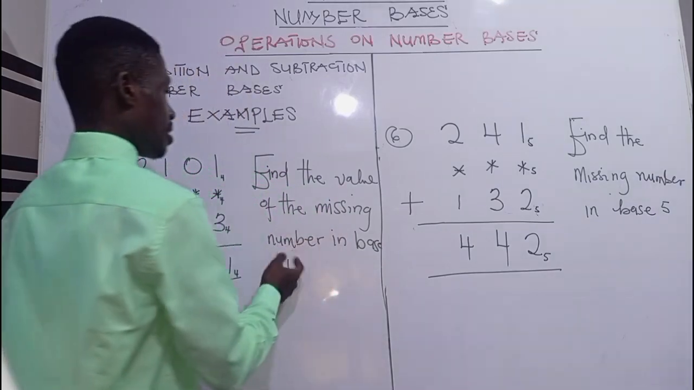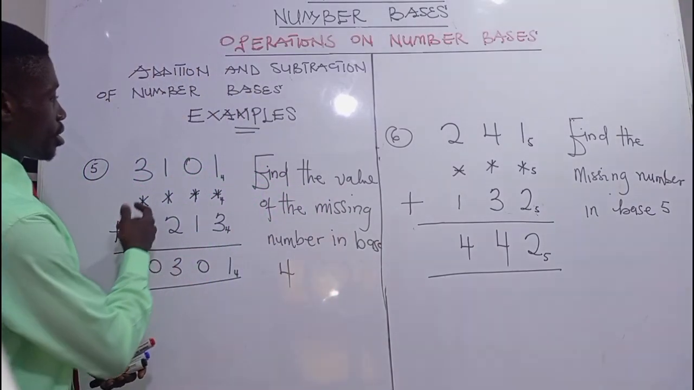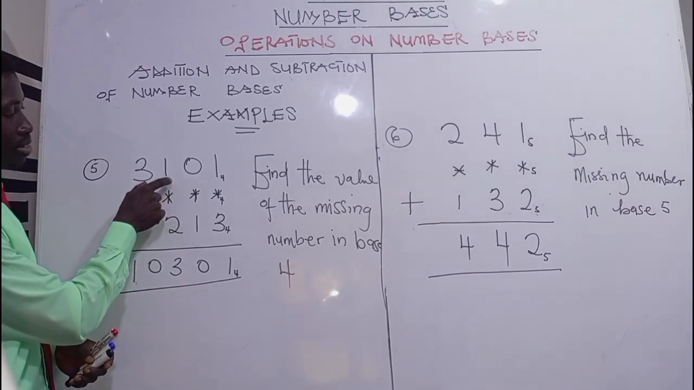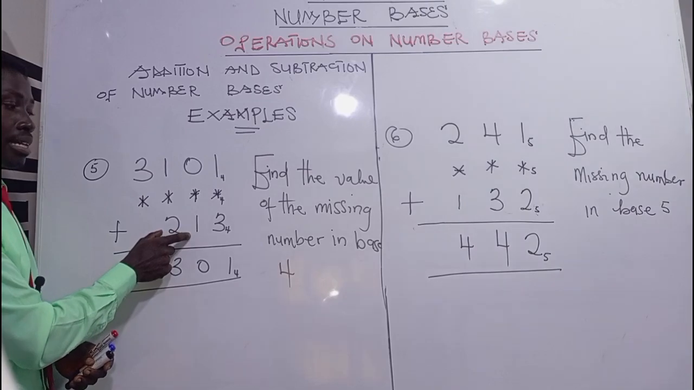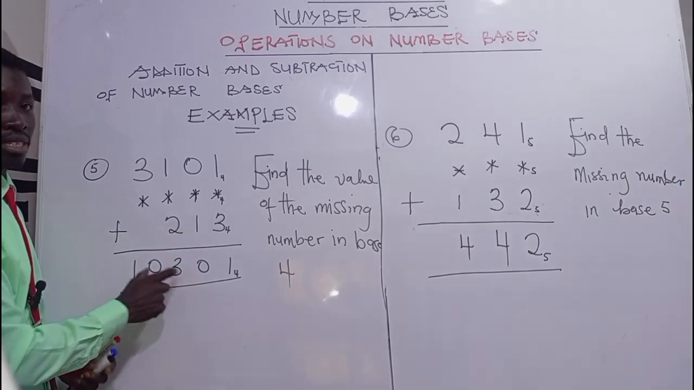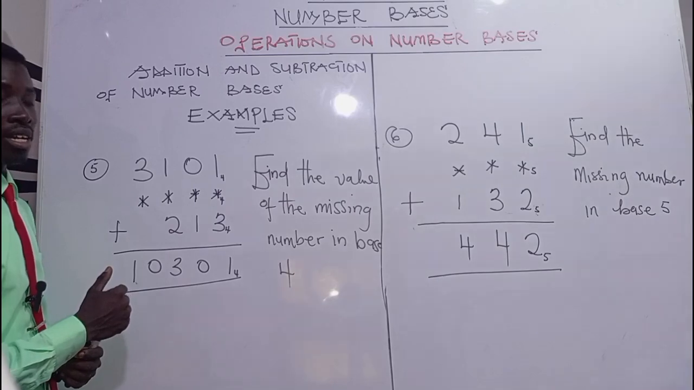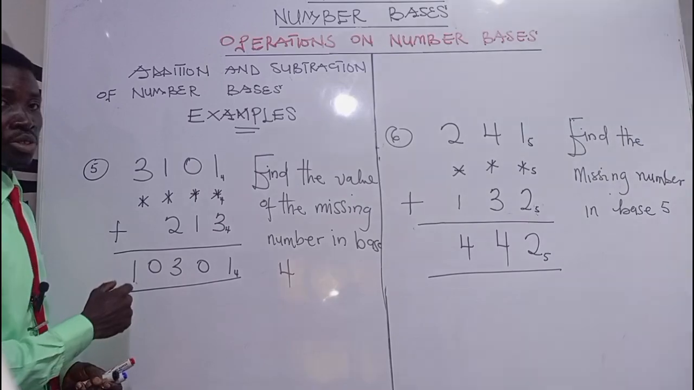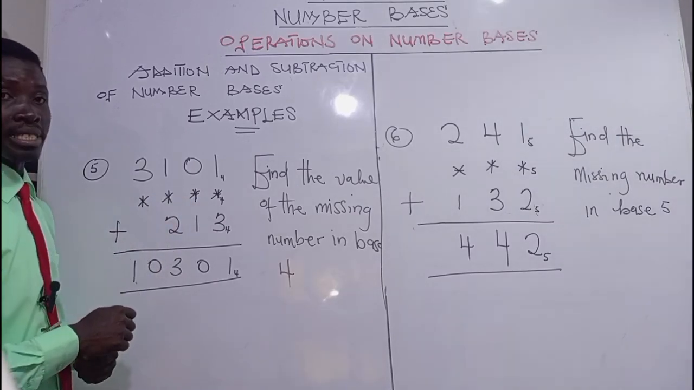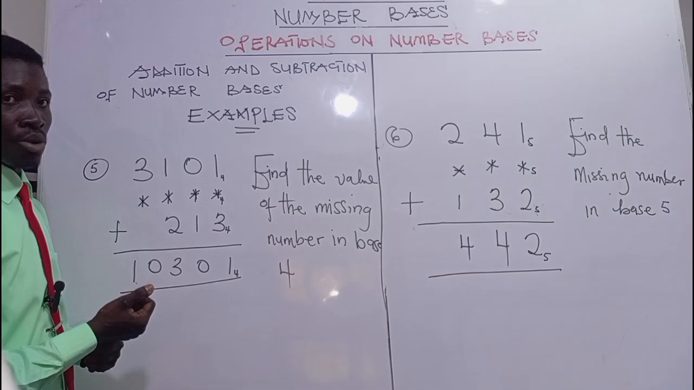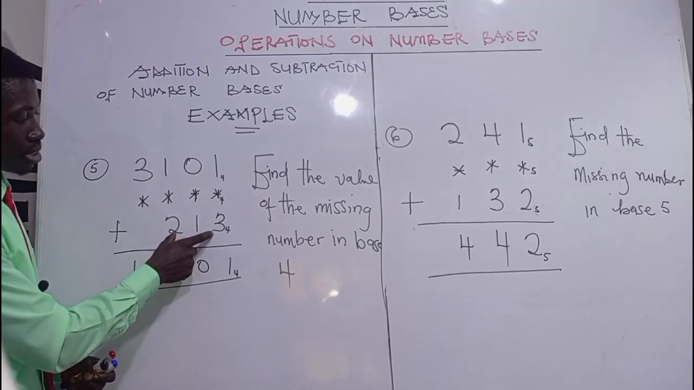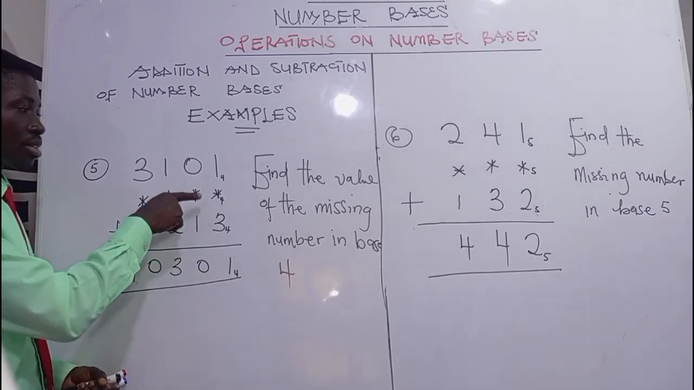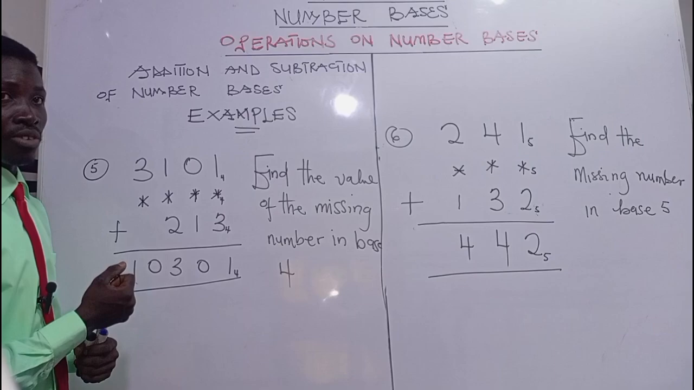So we have to find the missing number in base 4. So we have all these numbers in base 4. So you realize that the sum of this number plus this missing number plus this number gives us this very number. So to find the missing number, we are going to add this number plus this number, and then we subtract it from the result, and that is going to give us what? The missing number. Are you following? We are going to add this number to this number. What we get, we subtract it from the result, and that answer will give us what? The missing number. Are you following? Good.